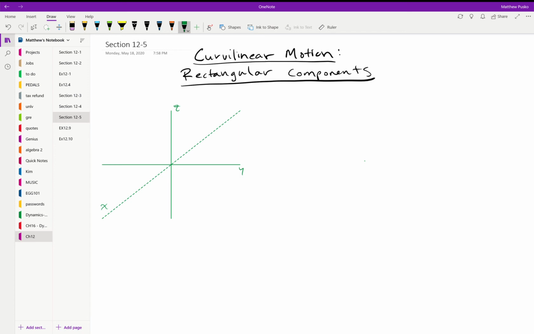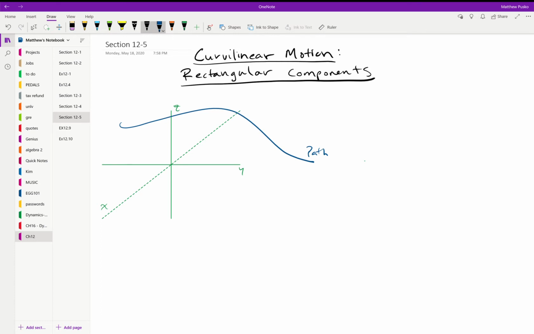Let's talk about curvilinear motion, but let's specifically talk about rectangular components. And you've dealt with these a lot in statics before, so this should be a pretty easy review. Here's our standard coordinate system, x, y, z, with z going up. And let's say we have a particle going along some path.